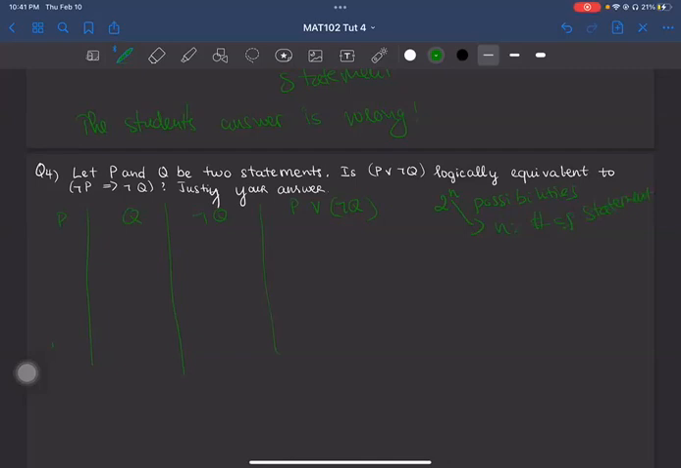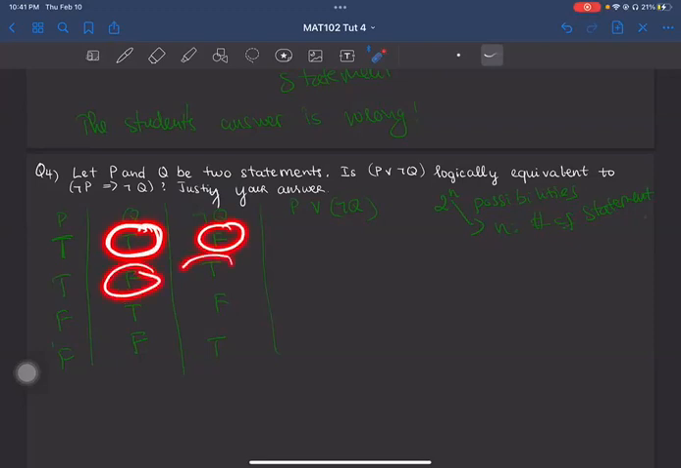Okay. So back to our example, we have 4 choices here: true, true, false, false. When P is true, Q can be true or false. When P is false, Q can be true or false. Not Q will be the flipped value of Q, which is false, true, false, true. So this column is a negation of this column. The negation of true is false, the negation of false is true.